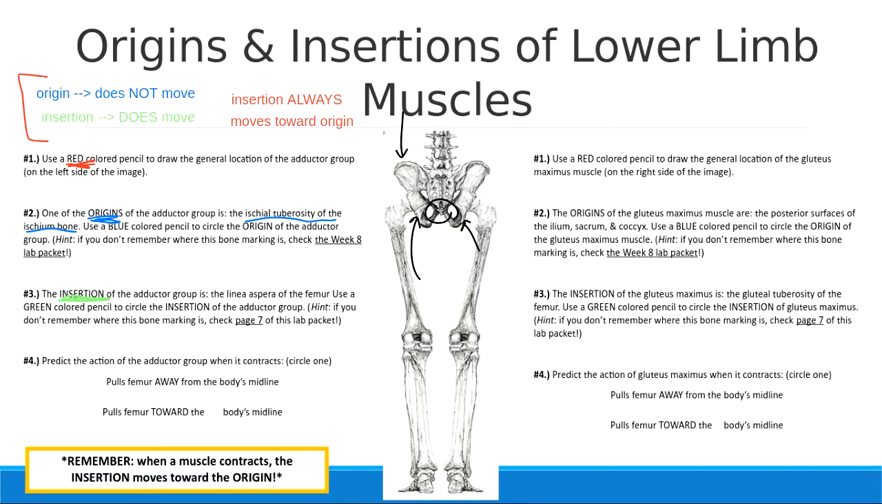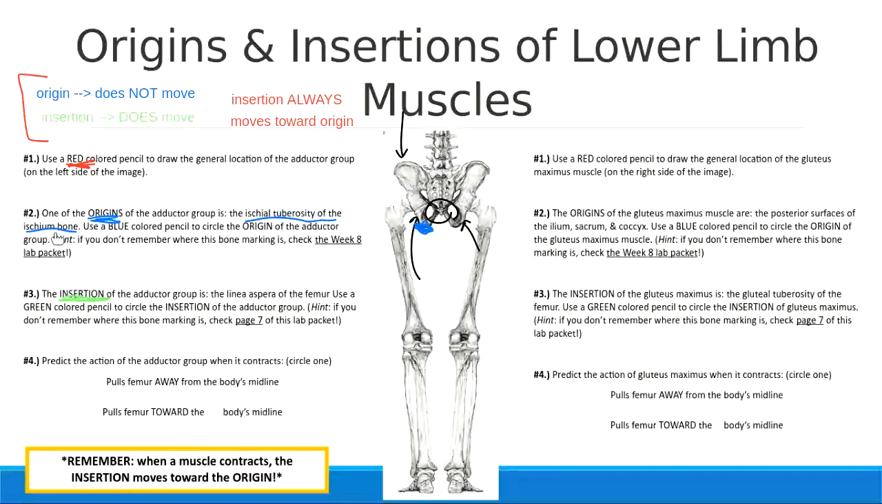Let me label it in blue. This is going to be the area where my adductor group starts. This is my attachment site that does not move. It's my origin, the ischial tuberosity of the ischium bone. So I've marked, just like my second part of this activity says to do, the location of that bone marking. If, by the way, you're looking at these origins and insertions and you don't know where a particular bone marking is, that's kind of a wink, wink, nudge, nudge for you that, hey, I probably need to make sure that I go back and figure out where this is.